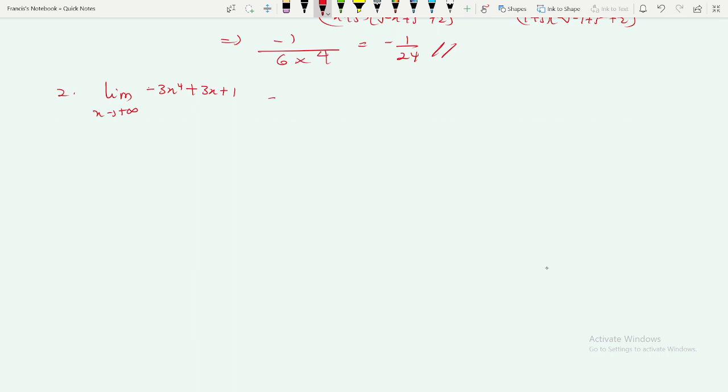So at this point, the only thing to do here is to factorize x, which has the highest power. So we are going to have negative x to the power 4 multiplying negative 3 plus 3x to the power negative 3, because when you factorize negative x to the power 4 out, you are going to have negative 3, then plus 1x to the power negative 4, like this. This can be further simplified: if you want to clearly say it, negative 3 plus 3 over x cubed plus 1 over x to the power 4. This shows you have factorized.